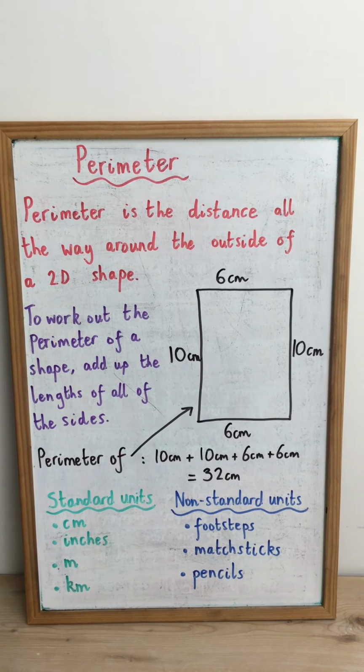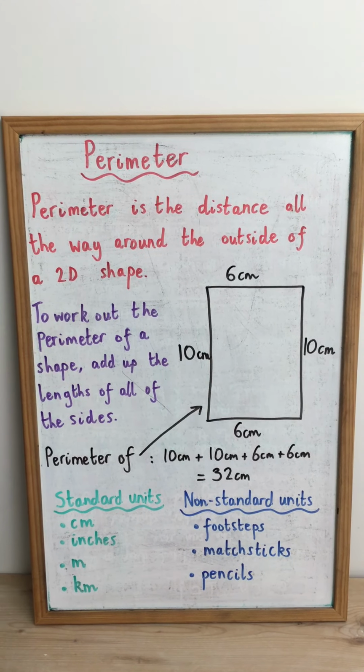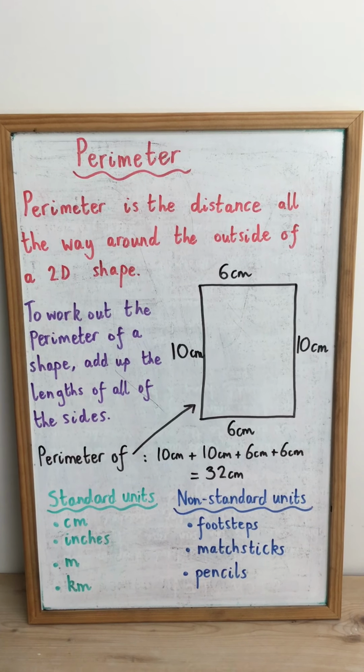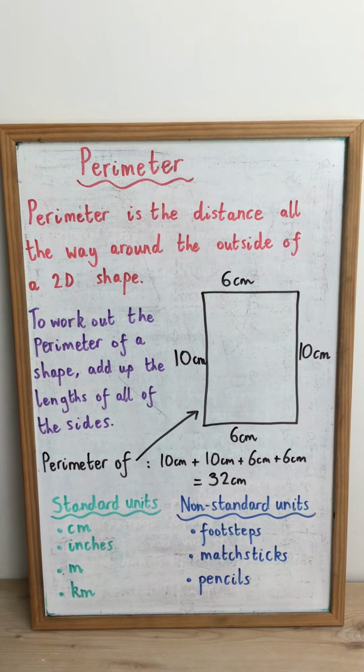Hi Pine class. This week in our maths lessons we're going to be revising perimeter, and just in case anybody's forgotten, here's a reminder of what perimeter is. So perimeter is the distance all the way around the outside of a 2D shape.